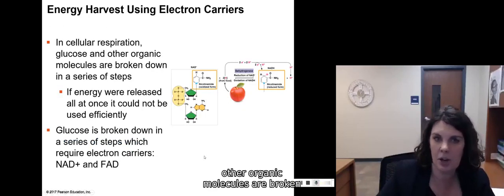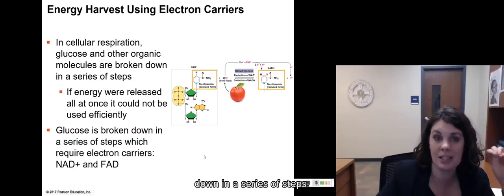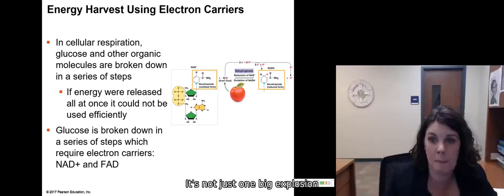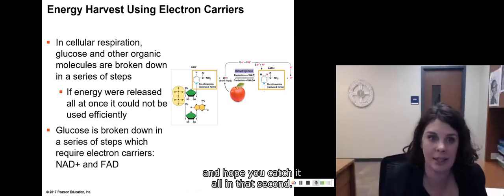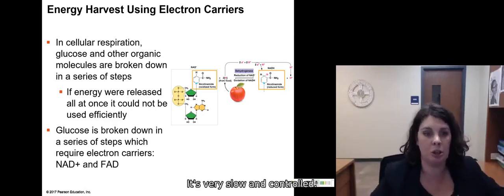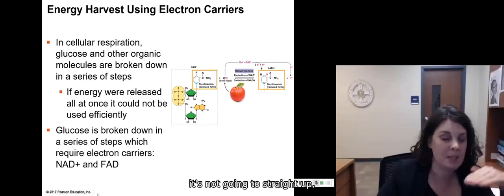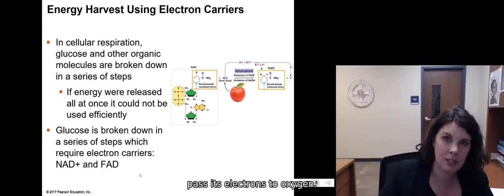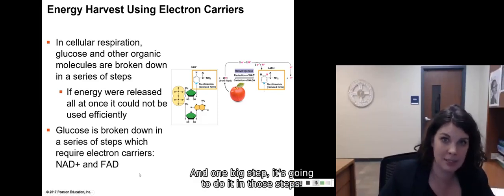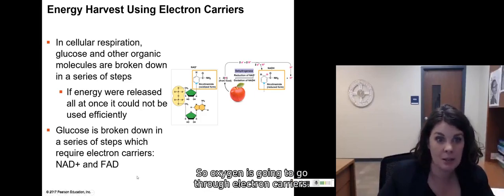In cellular respiration, glucose and other organic molecules are broken down in a series of steps. It's not just one big explosion and hope you catch it all in that second. It's very slow and controlled. And as glucose is broken down, it's not going to straight up pass its electrons to oxygen in one big step. It's going to do it in those steps.